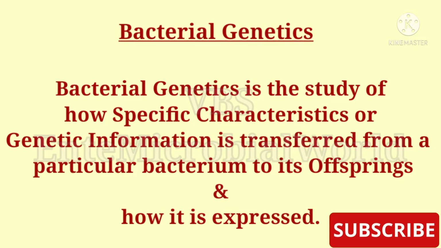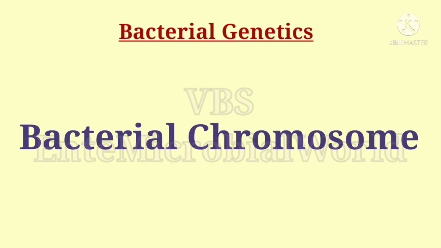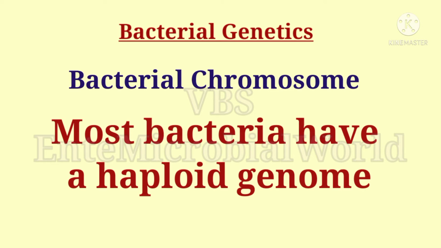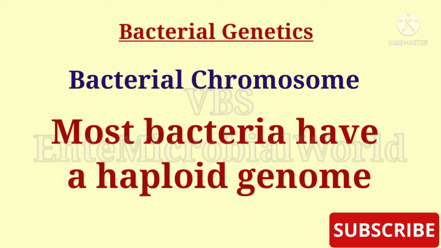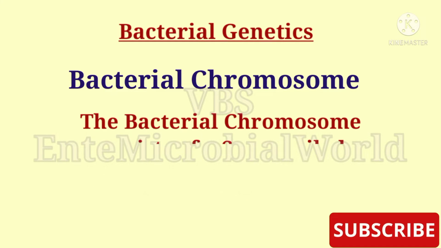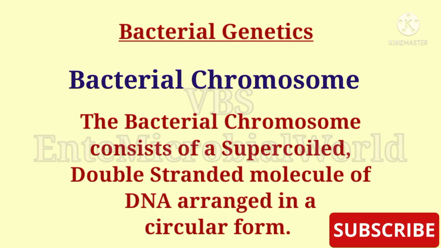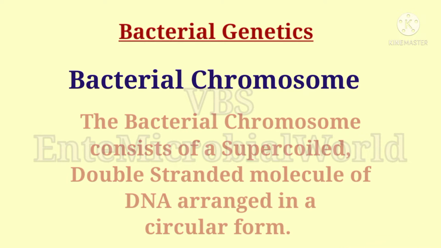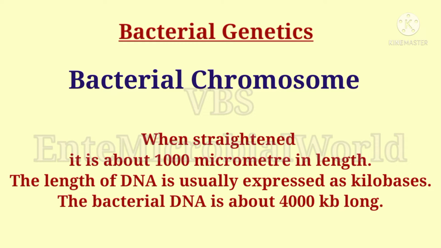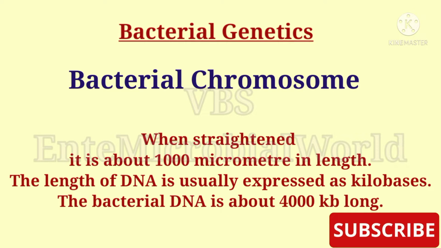Next, we are going to see what is bacterial chromosome. Most bacteria have a haploid genome, that is a single chromosome, and the bacterial chromosome consists of a double-stranded DNA molecule arranged in a circular form. It is about 1000 micrometer in length. The length of DNA is usually expressed as kilobases. The bacterial DNA is about 4000 kilobase long.